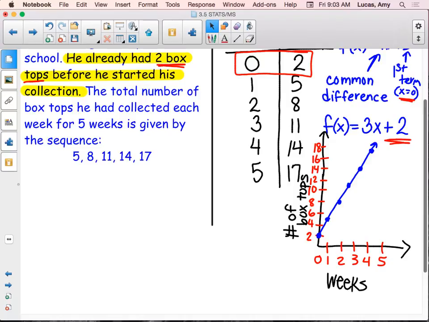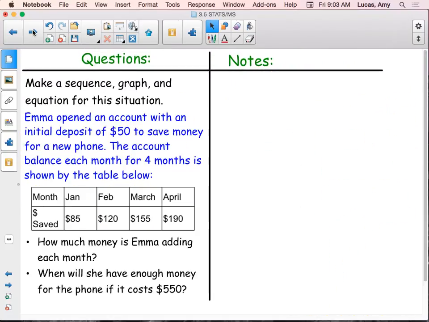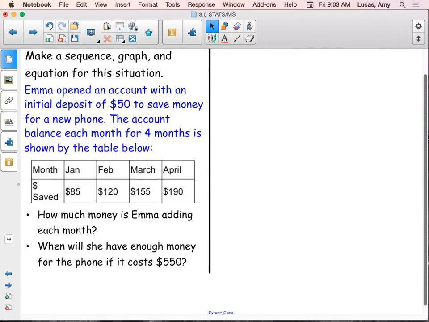So we've got our table, we've got our equation, we've got our graph. Example number 2, make a sequence, graph, and equation for this situation. Emma opened an account with an initial deposit of $50 to save money for a new phone. The account balance each month for 4 months is shown by the table below. So the month, January, February, March, and April, and the amount she has saved: $85, $120, $155, and $190. So we need a sequence, a graph, and an equation.